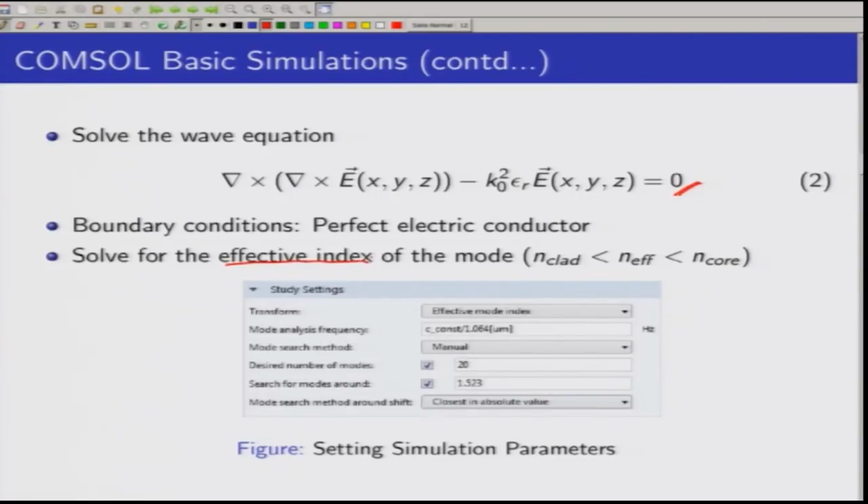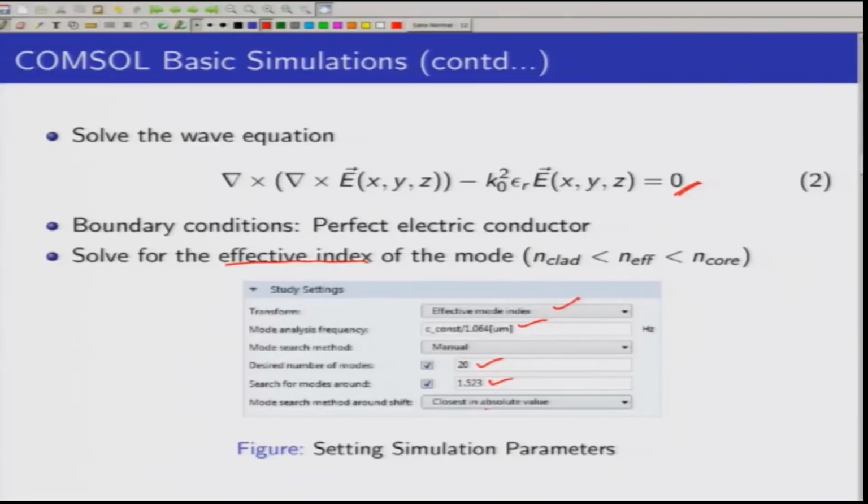Here in the screenshot, we are setting the simulation parameters in COMSOL. We are asking COMSOL to calculate the effective mode index at an operating wavelength of 1.064 micrometer, and then we are giving a manual mode search where we ask COMSOL to search for around 20 modes around the value 1.523. This value of 1.523 is approximately equal to the refractive index of the core.